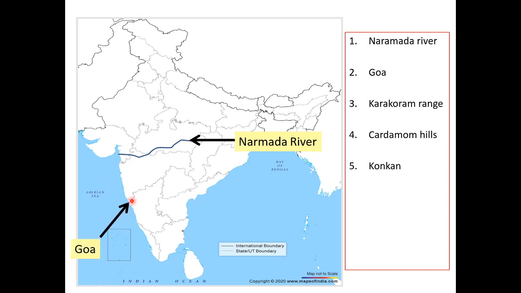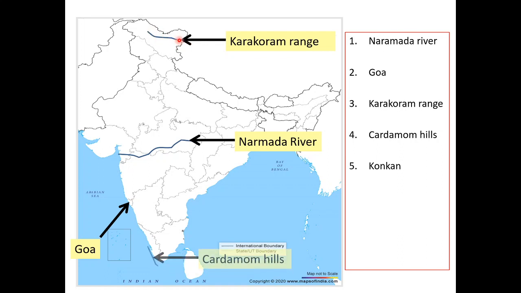Goa, this is the smallest state in India. This is Goa. Karakoram Range, it's also in Ladakh. This is the Karakoram range. Cardamom Hills lie in Kerala. They are very famous for cardamom.